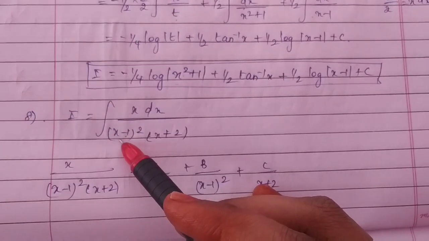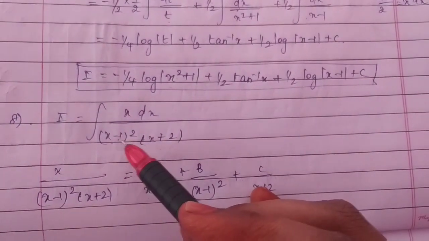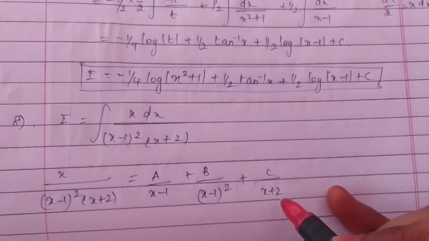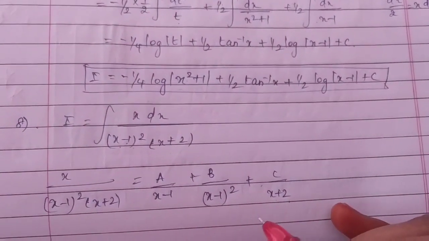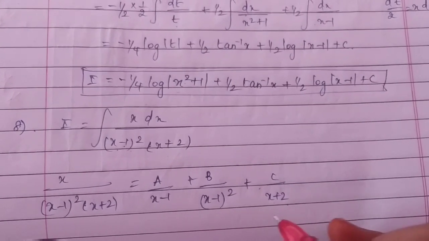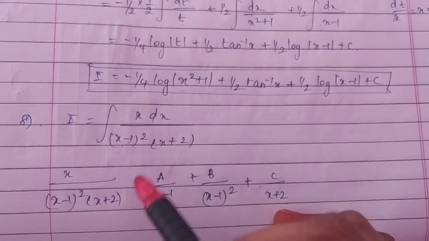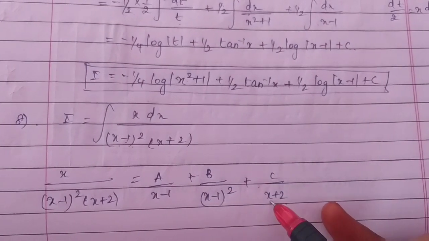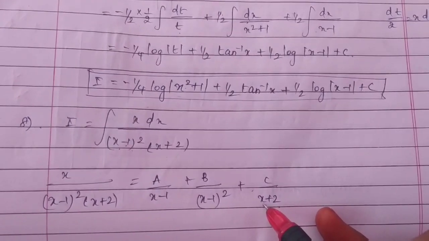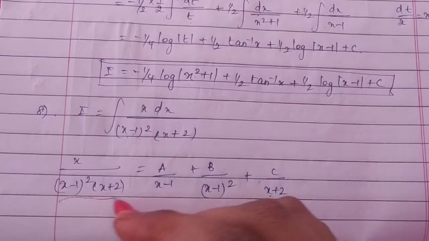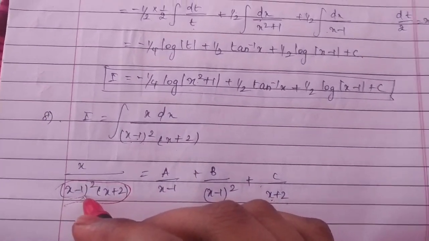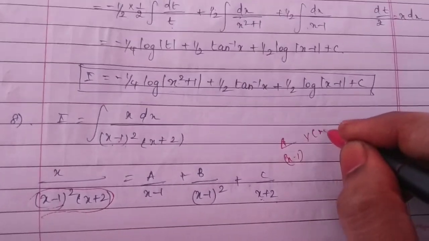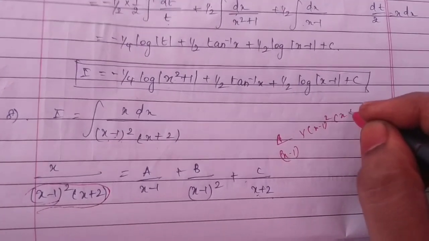A divided by x minus 1 plus B divided by (x minus 1) the whole square plus C divided by x plus 2. This is the general format. Go through the general format before moving to the sum. As I told already, you need to keep in mind this is your LCM. That is A divided by x minus 1 into (x minus 1) the whole square into x plus 2.